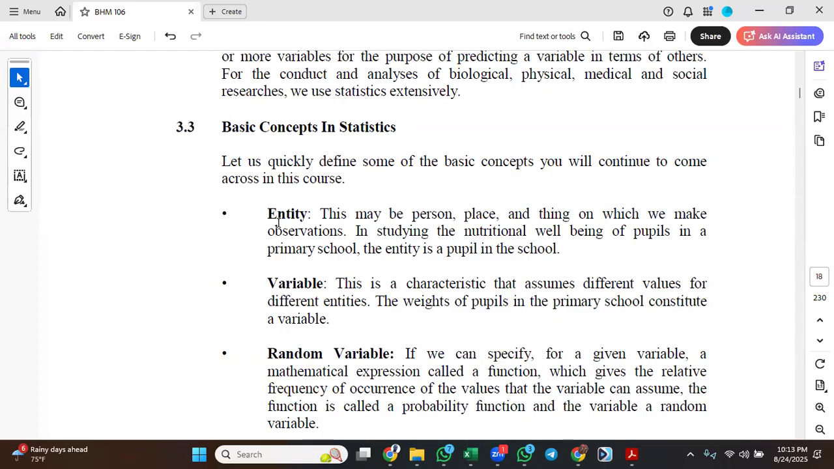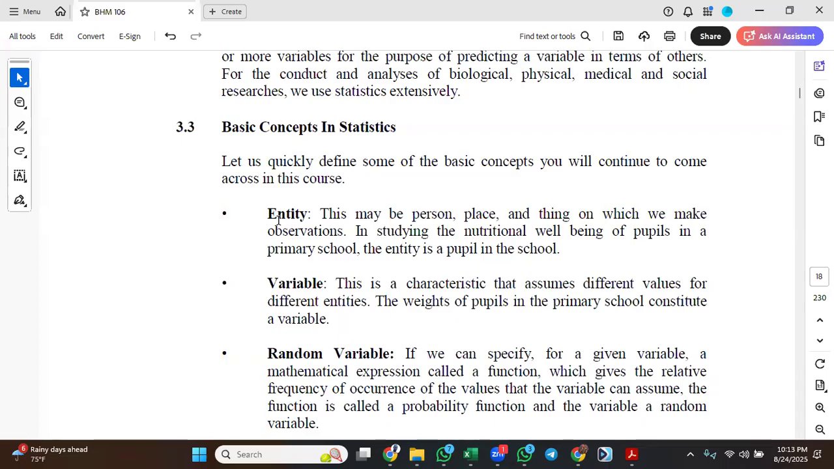Now, the first one is entity, which is the main thing you are dealing with. If you are going to study the accident rate on a particular road, our entity is that road. The example given of some primary school pupils, the entity is the pupils. So that particular thing, place or person that you want to carry out your observation on. What we actually do when we go out to collect data is we observe.